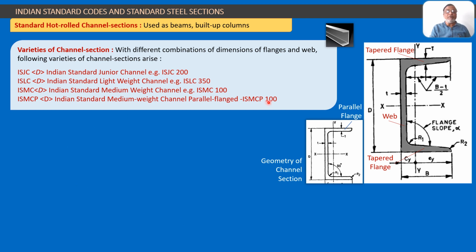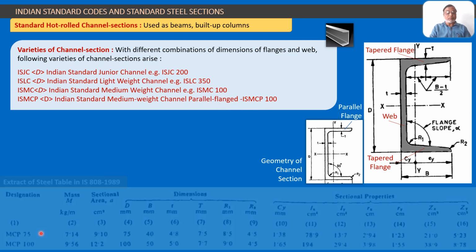Now these parallel flange sections are usually more beneficial than the tapered flange sections, and nowadays these parallel flange sections are being used more popularly. So the designation of this is ISMCP. That P at the end indicates that it is parallel flanged.